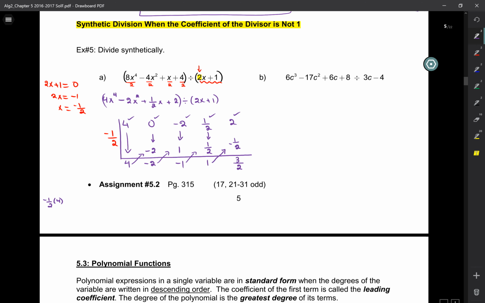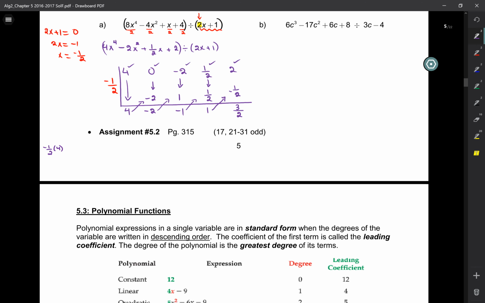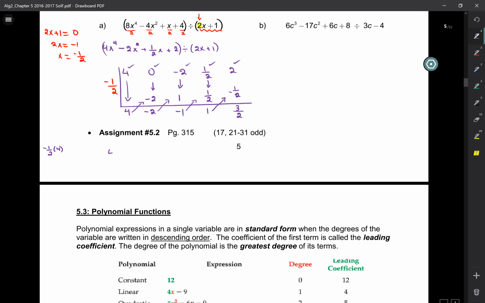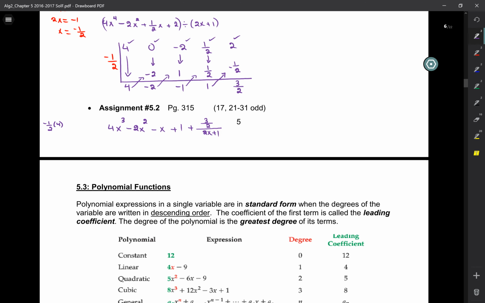Now let's see what the polynomial is going to be. So it's 4x to the what? 3 minus 2x squared minus x plus 1. Now I have plus 3/2, the remainder, over 2x plus 1, right? But that just looks ugly. So let's just clean it up.